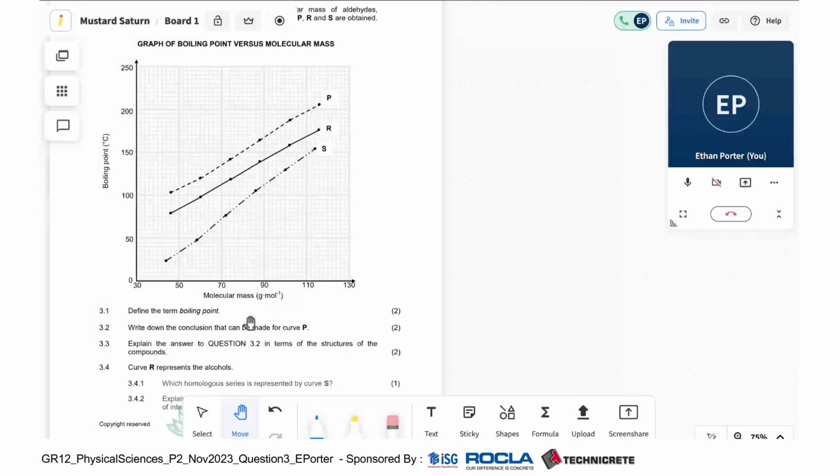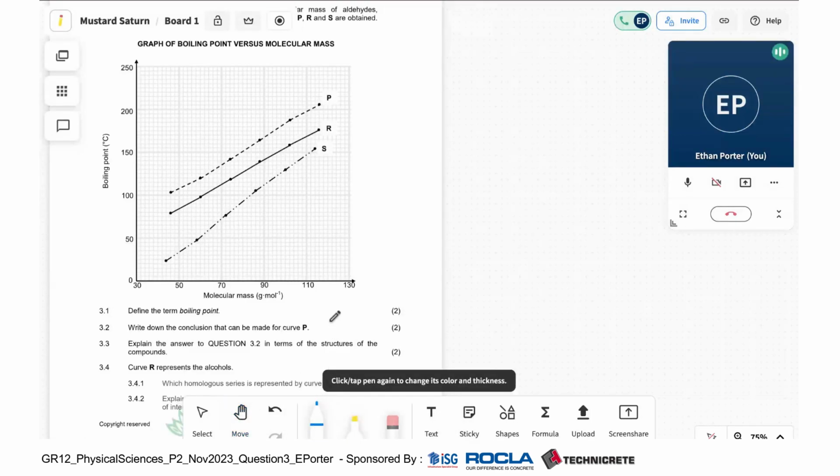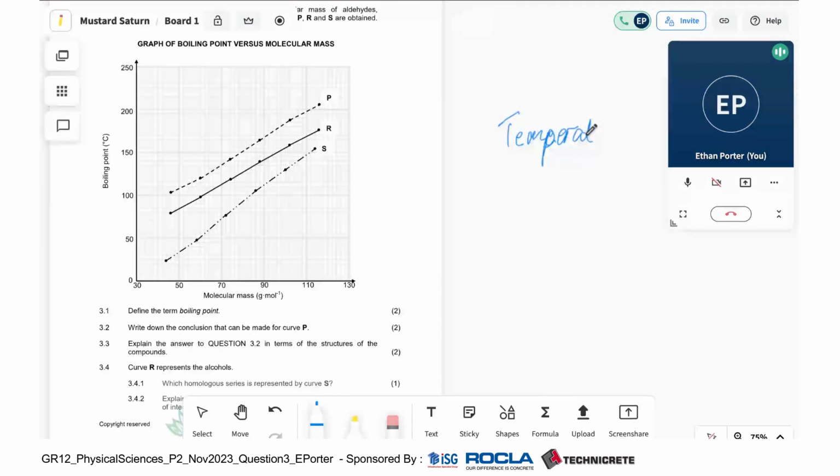Next, the first question, define the term boiling point. There's quite a couple of different ways to define this, but your answers must definitely include two key phrases. The first one is that boiling point always happens at some temperature, right? So your answer definitely has to have temperature. So the boiling point of a molecule is at some temperature.